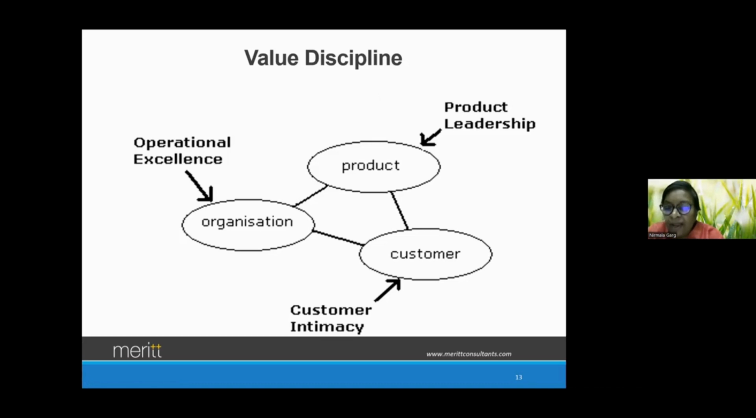Now, before I give you a little background, say for example, McDonald's. Which value discipline do you think it caters to? It gives what kind of value to the customer? Why do I go to McDonald's? I guess product, because it's standard. Organization, operational excellence, because it is cheap, it is reasonably good, and what else? Available easily, right?